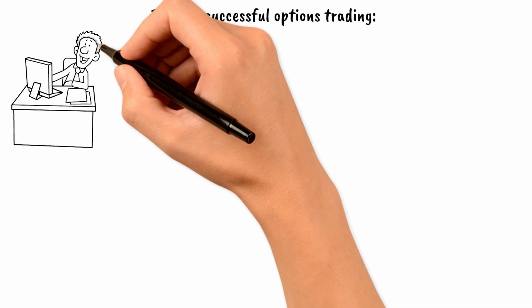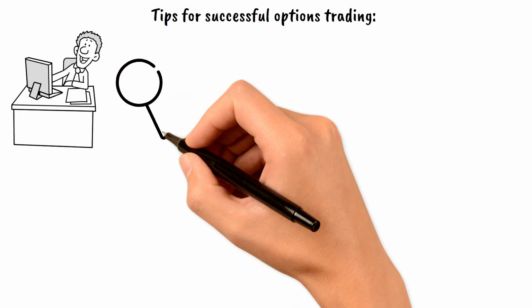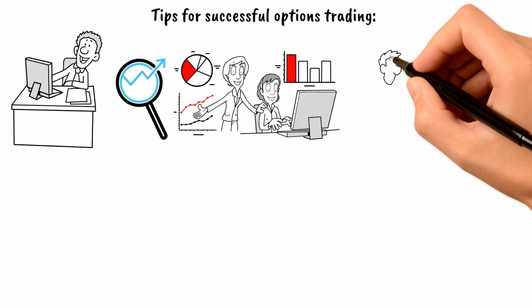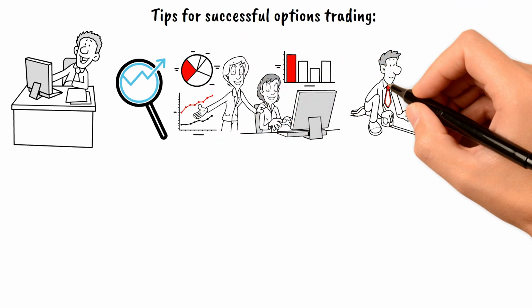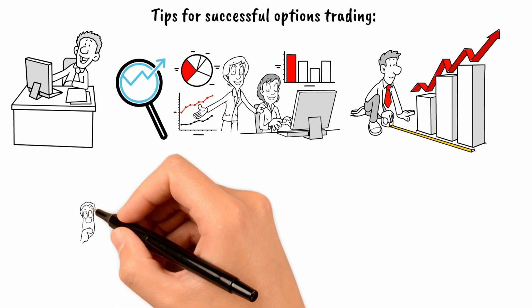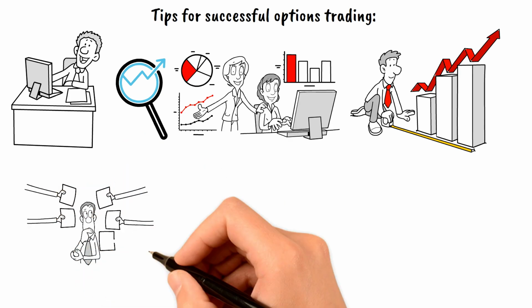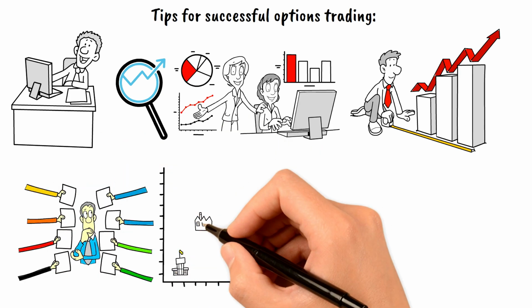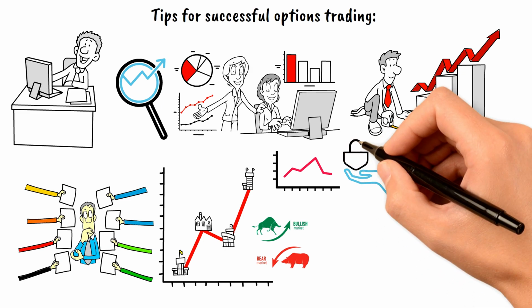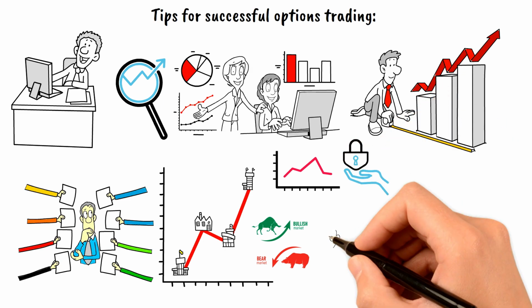Tips for successful options trading. Continuously learn and stay updated about options trading strategies, market trends, and economic indicators. Begin with a small portion of your investment capital and gradually increase your position size as you gain experience and confidence. Spread your options trades across different underlying assets, industries, or market sectors to manage risk. Use stop-loss orders or protective options strategies to limit potential losses.